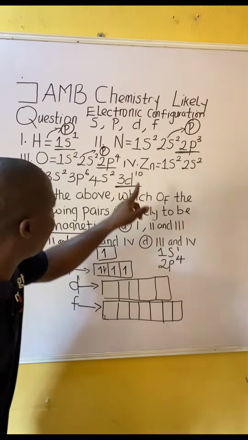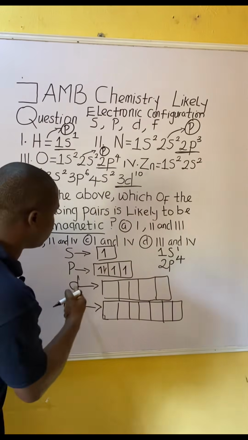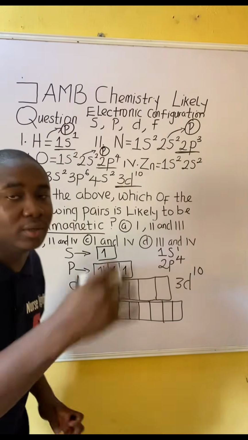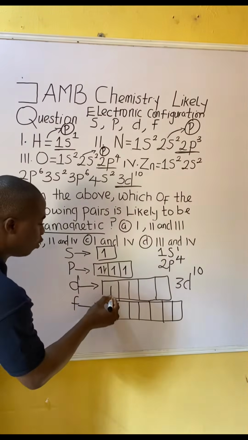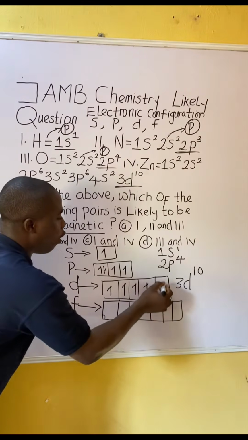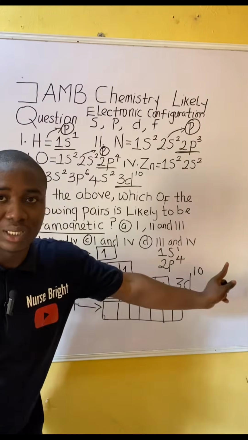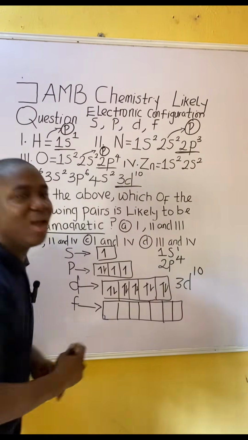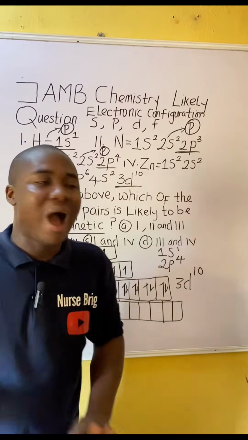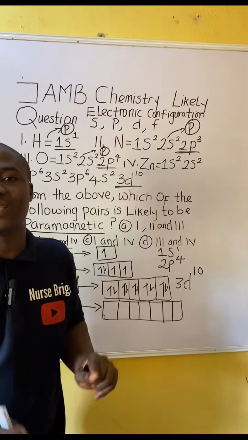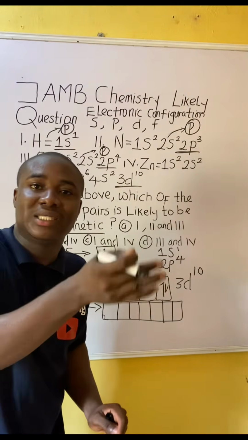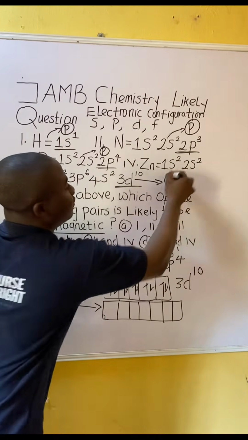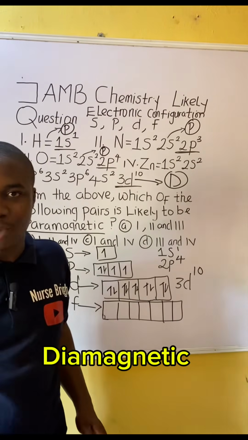Moving over to the last element, which is zinc, and it ended with 3d10. Remember, we have to fill singly before we start pairing. I will focus on the 10 electrons. So it's going to be 1, 2, 3, 4, 5. Continue: 6, 7, 8, 9, 10. Wow. Zinc does not have any unpaired electron. Hence, zinc is not paramagnetic, but rather zinc is what we call diamagnetic. Zinc is diamagnetic. Are you there?